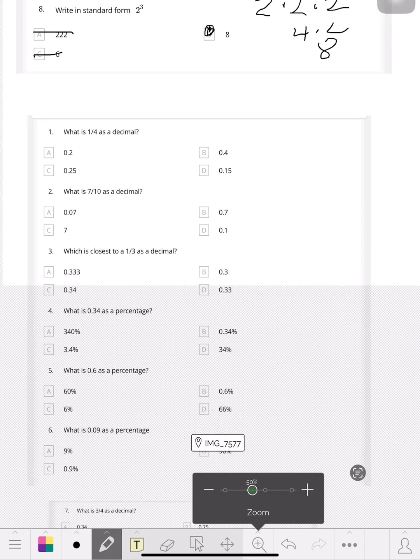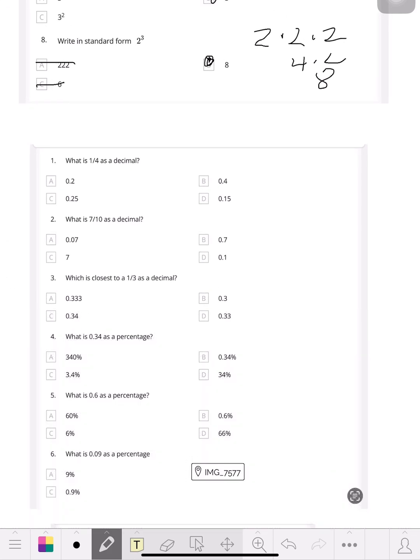Now, this says, what is 1/4 as a decimal? Remember when I told you how to do that? You might know that in your head, that it's going to be 25%. 1/4, sure. What is it? A quarter of $1 is 25 cents, 0.25.